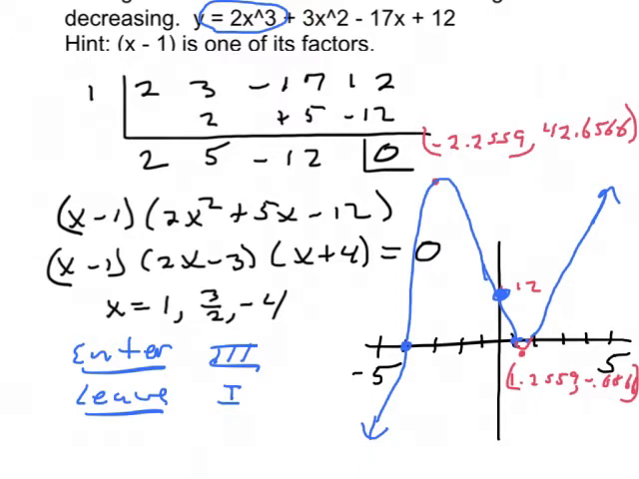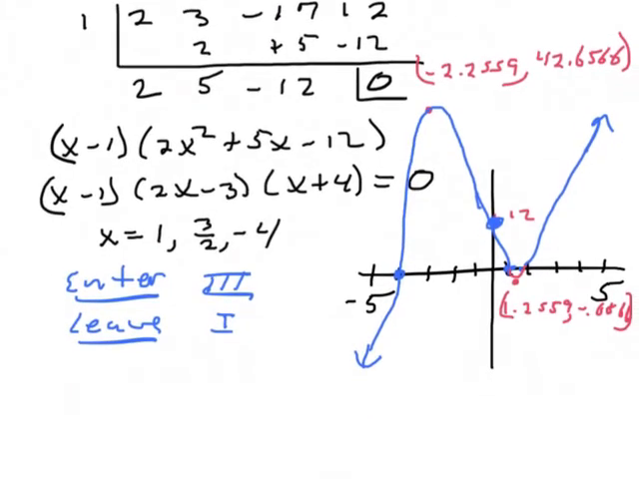Now, using that, I can see where the function is going to be increasing and decreasing. If I look here at the negative 2.25, notice the function is increasing from negative infinity until it hits that point. Then at negative 2.25 it starts to decrease all the way to a positive 1.2559. And then from 1.2559 it starts increasing to infinity. So let's go ahead and just write that down.